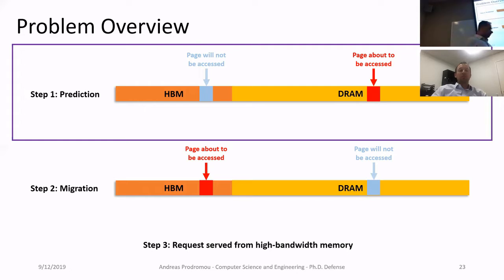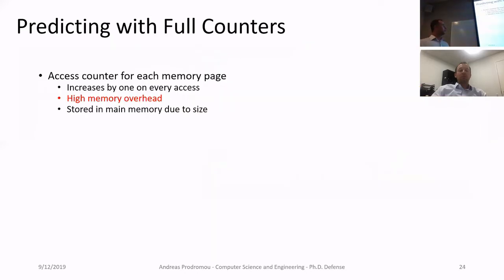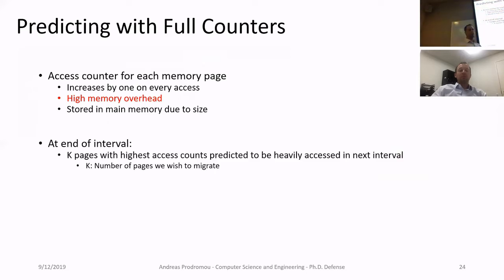I'll start with an approach that was typically assumed in the literature, often assumed, called full counters, in which case, each memory page is assigned a counter. It increases by 1 on every access, which means this is a high memory overhead solution, and all these counters need to be stored in main memory. It's also an interval-based solution. It counts for a certain amount of time, and at the end of the interval, it predicts that the K pages, we can select whatever K we want, the K pages with the highest access count are predicted to be heavily accessed in the next interval.